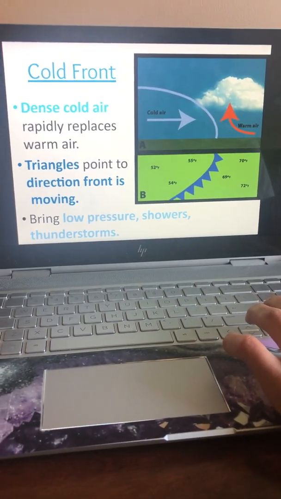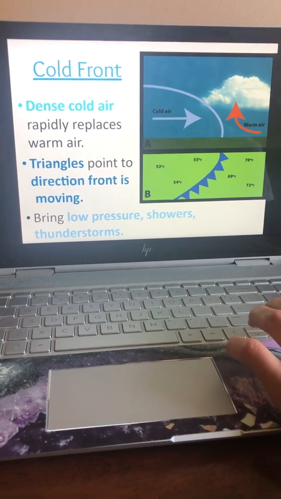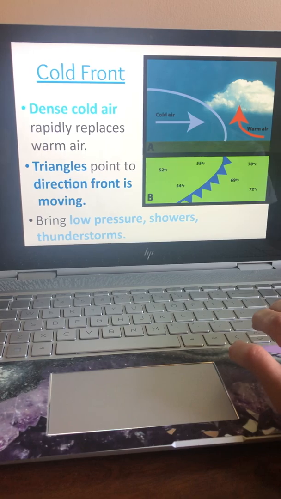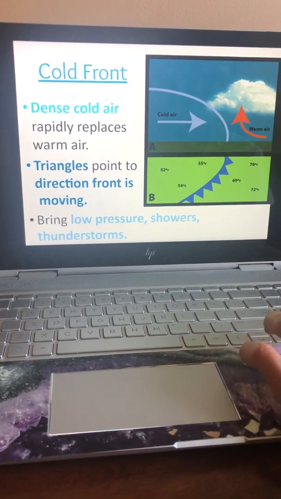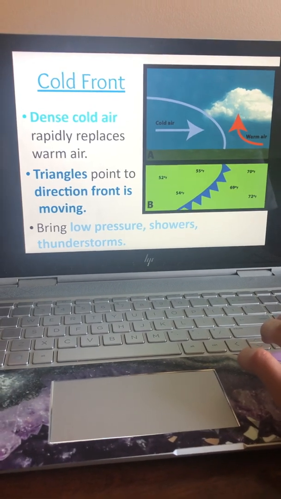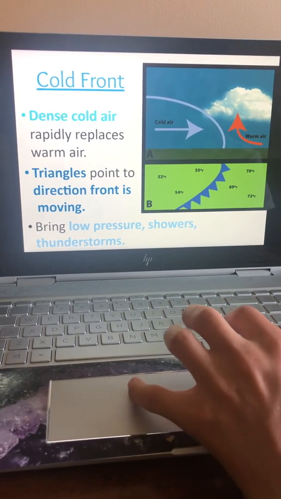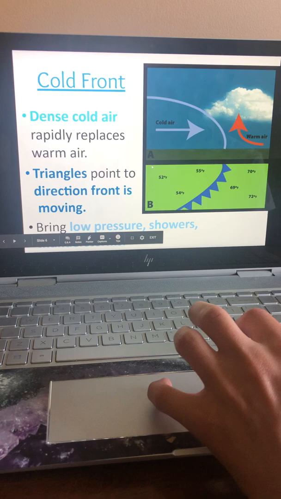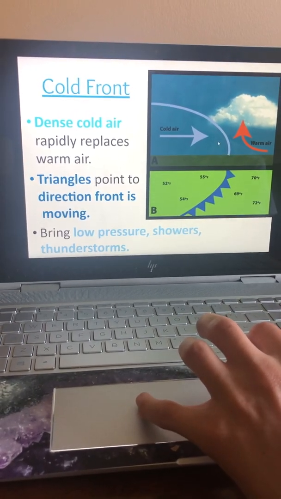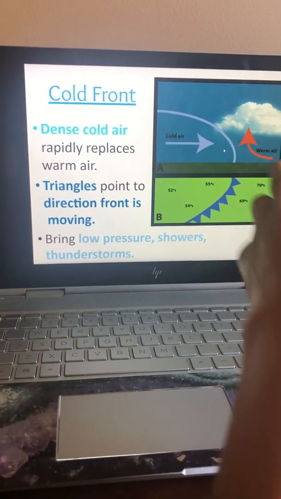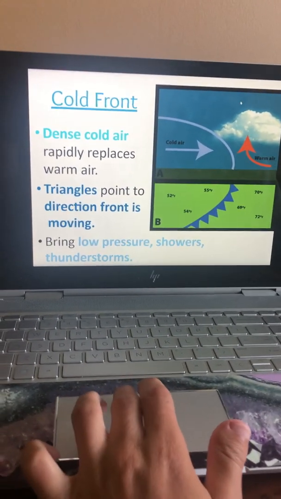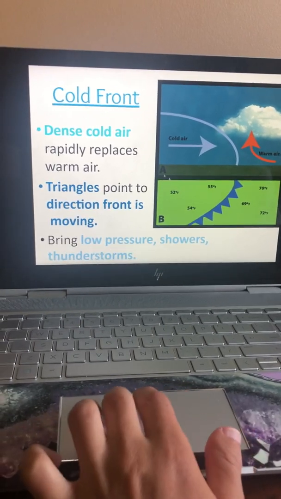So obviously a cold front brings cold air, and cold air is more dense than warm air, so it sinks. Okay. And obviously it rapidly replaces warm air. Like in this picture, the cold air is going to sink under the warm air. The warm air rises, which is also how you get thunderstorms, etc.